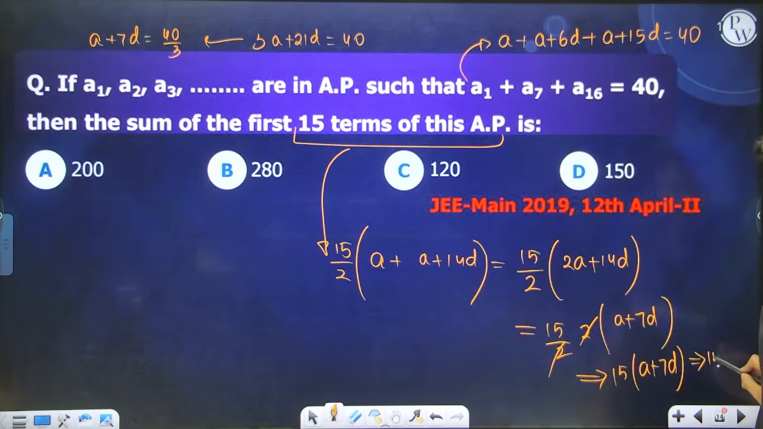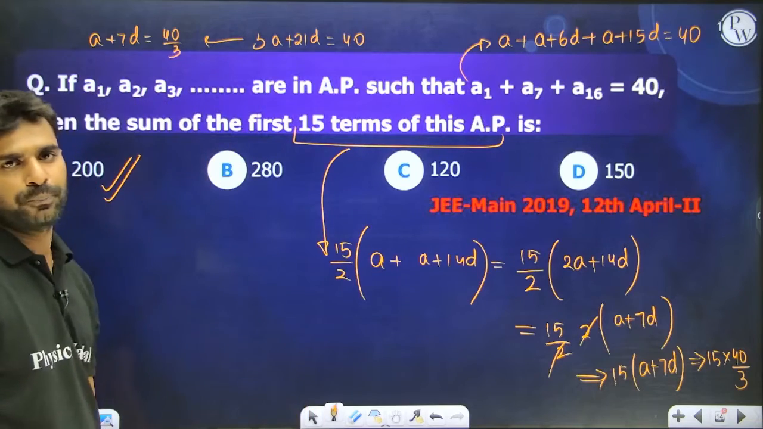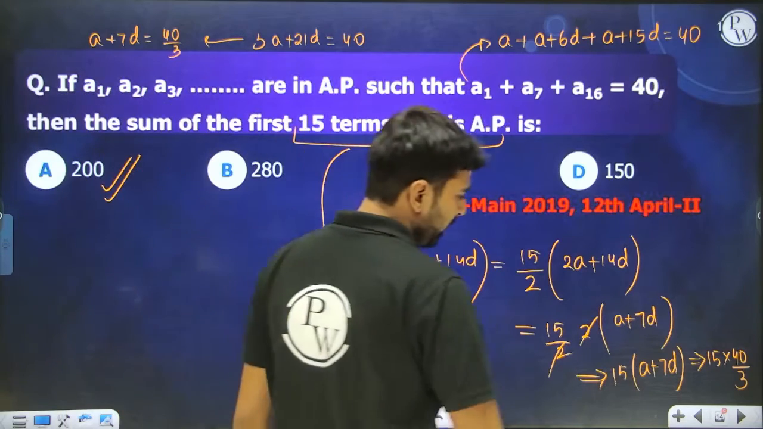So it is going to be 15 times 40 by 3. So what is the answer, kids? 200? Yes, A is the correct answer. I think the question should be clear to all of you. Is anyone having any issue in this?